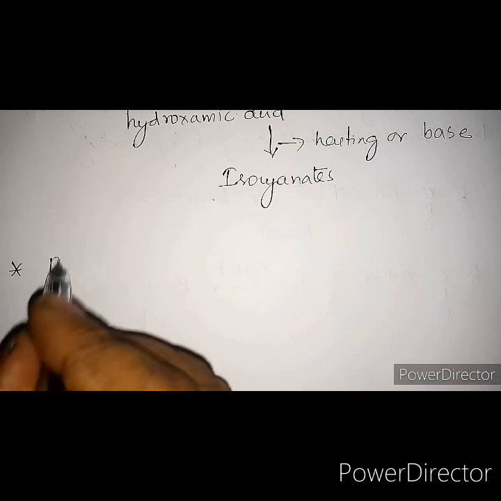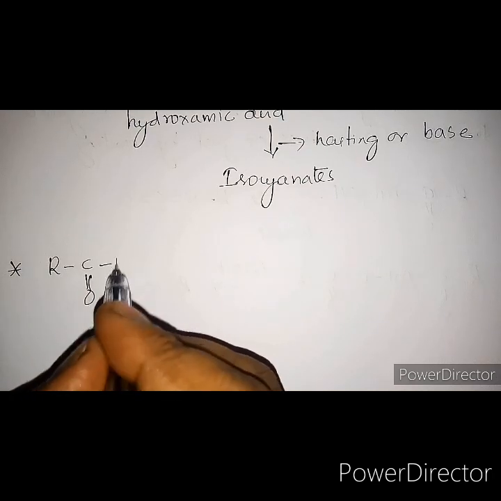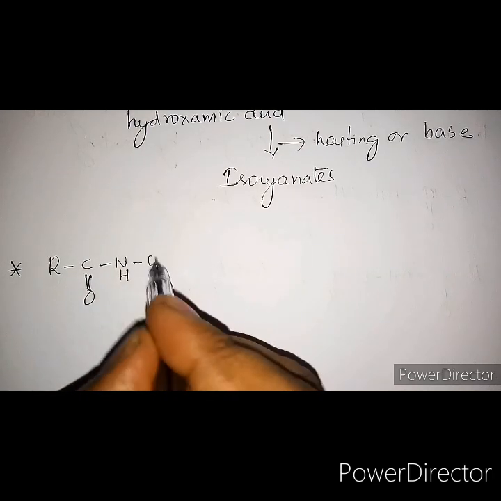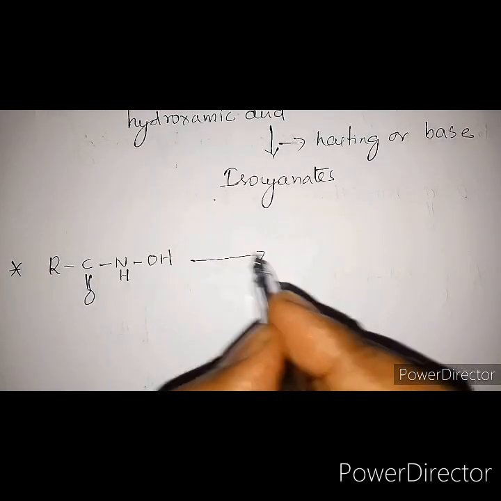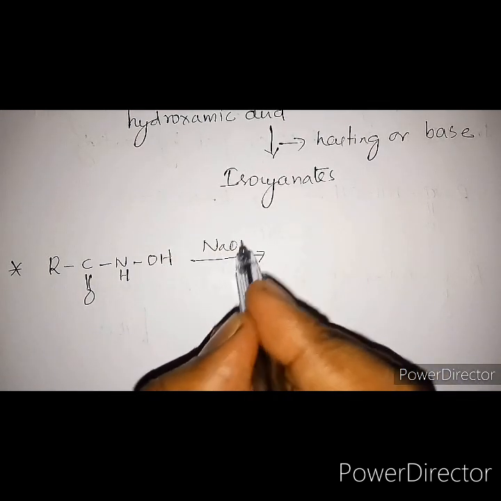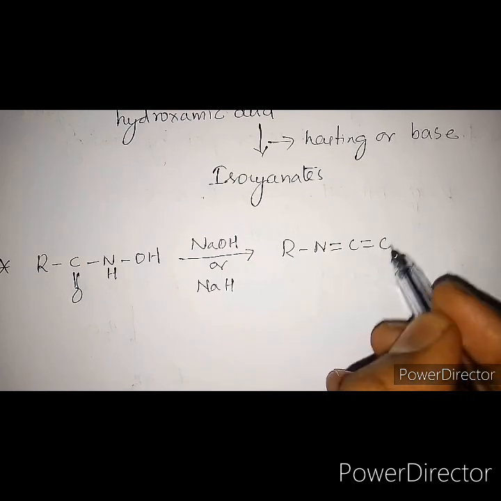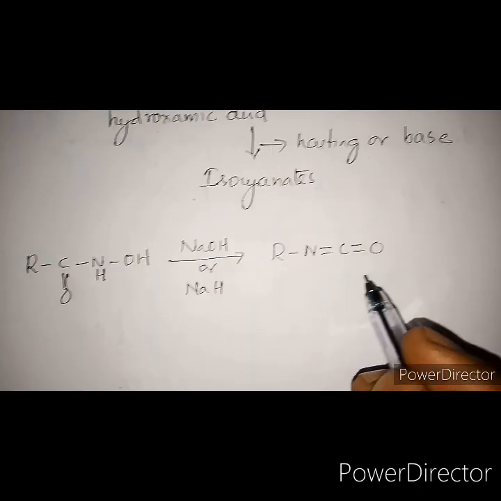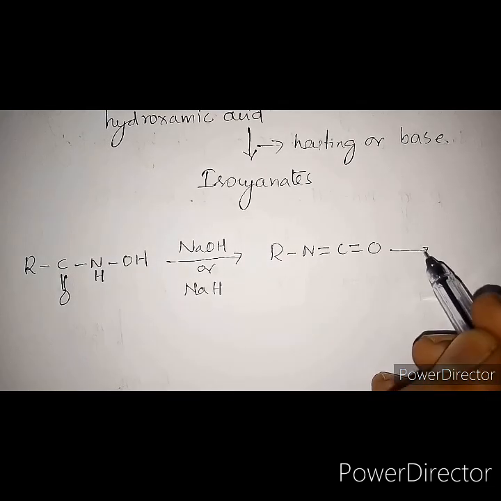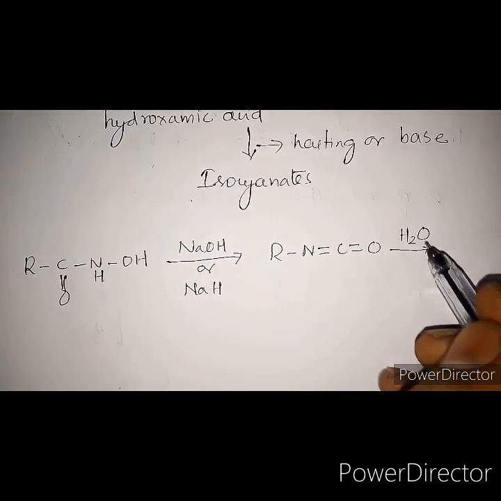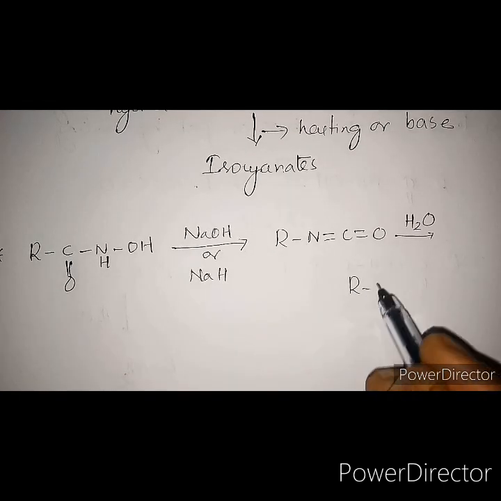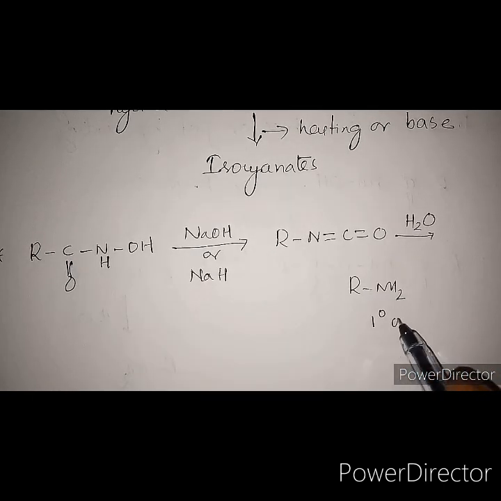So by taking an example, this is the structure of hydroxamic acid. Now we are using a base, any base, sodium hydroxide or sodium hydride, and this converts into isocyanates. Once you get isocyanates, this can undergo a hydrolysis reaction to give RNH2, a primary amine.